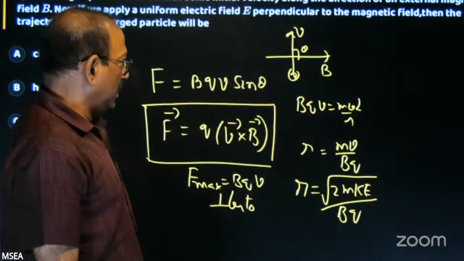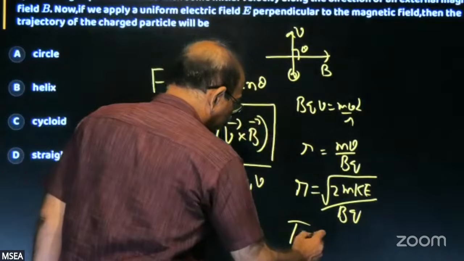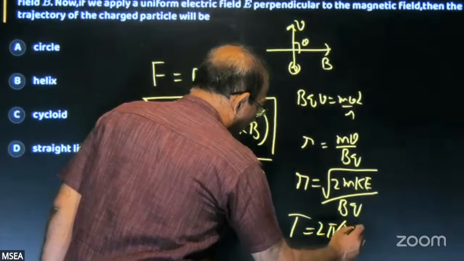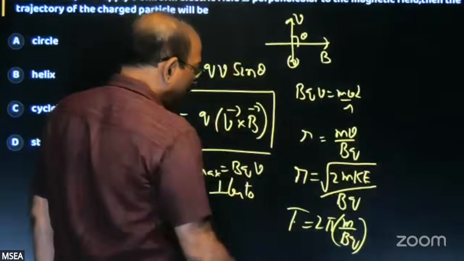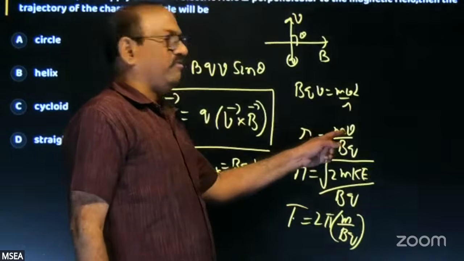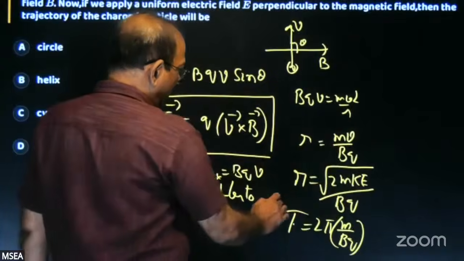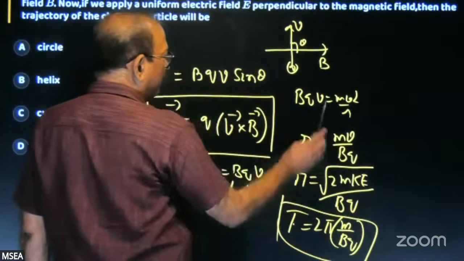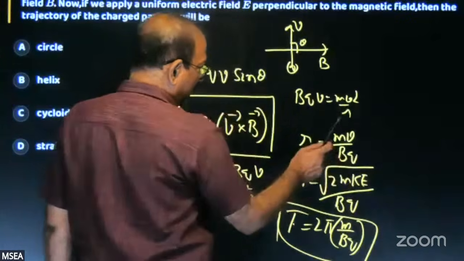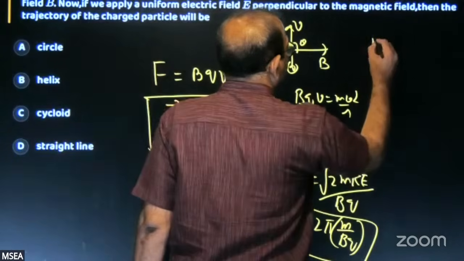Very important formula. The time period, the time taken to complete one rotation on that circle, is 2 pi m by bq. Time period is proportional to mass and inversely proportional to charge. Time period is independent of the velocity of the moving charge. Remember, time period is independent of velocity, while the radius of the circle depends on velocity.